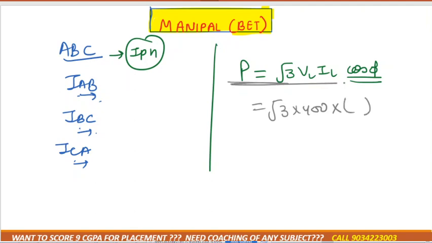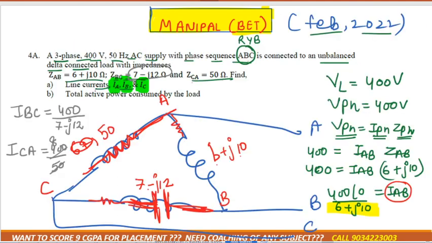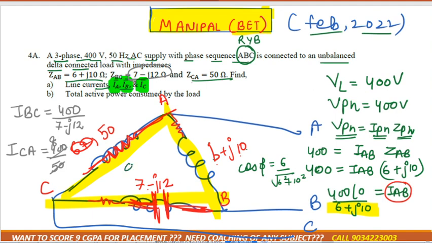For different cases, we have generated different power, right? Like for this AB case, the power is different. For this case, power is different. For this case, power is different. And as you know, the formula for cos phi is equal to R by Z. So cos phi is equal to R by Z. R is 6, Z is root of 6 square plus 10 square. In this case, cos phi is how much? R by Z. R is 7 and Z is root of 7 square plus 12 square. In this case, it is only a resistive load. So cos phi is equal to 1.